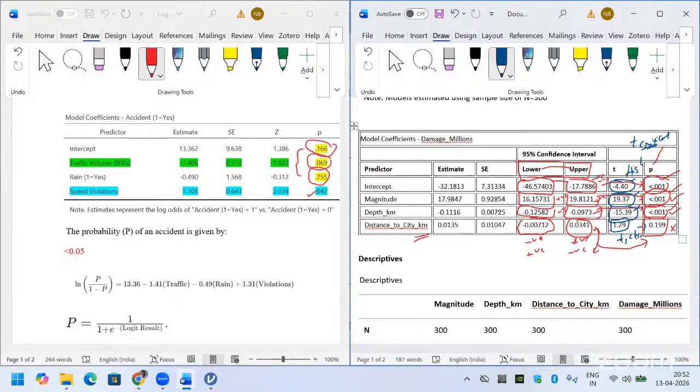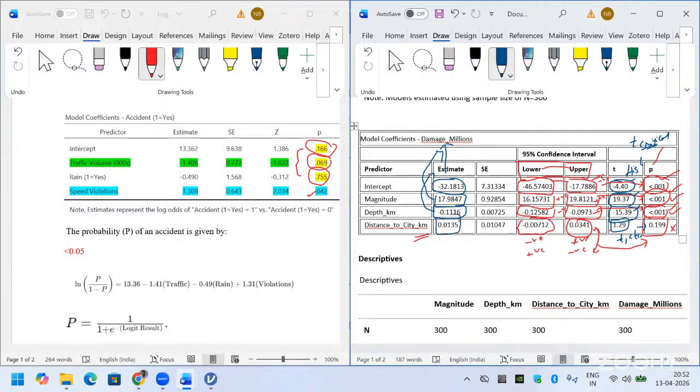Okay, and you can see these things. Your intercept is going to be negatively impacting your damage, and this is going to be increasing your damage. So depth in kilometers is negatively impacting your damage, and this is also positively impacting.